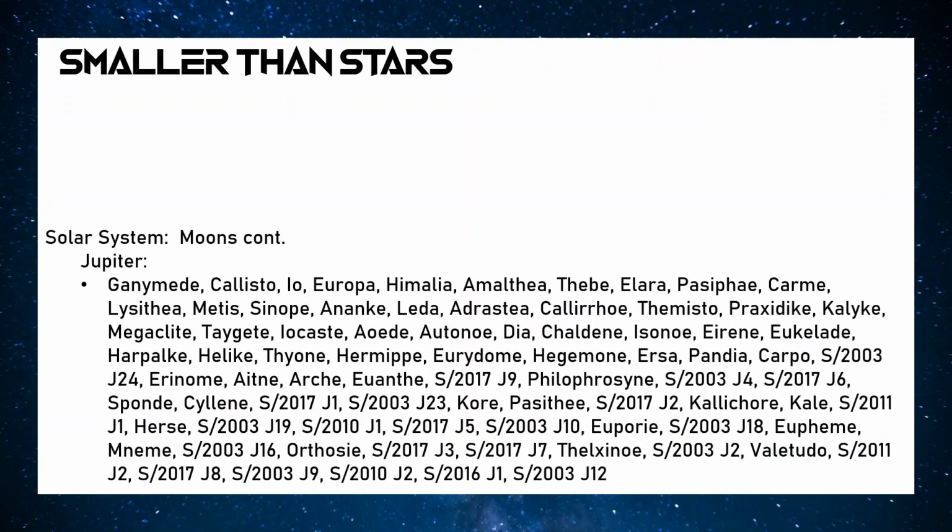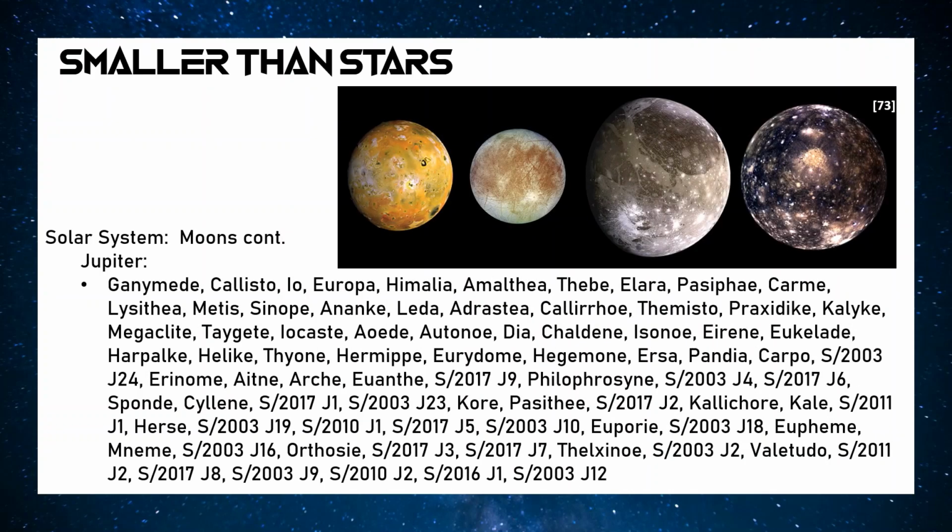When we get out to Jupiter, it gets pretty intense. There's again 80 moons. I have them all here. Some of them don't actually have names. They just have something like S2003J19. Other ones have names.